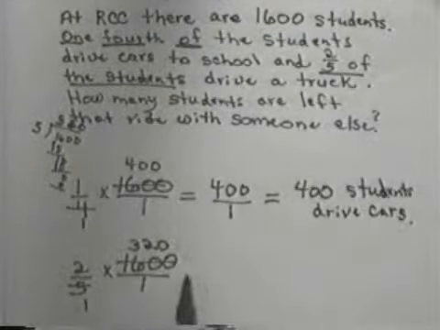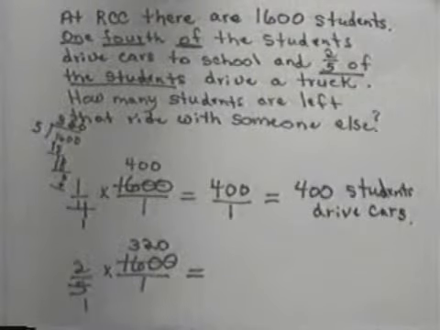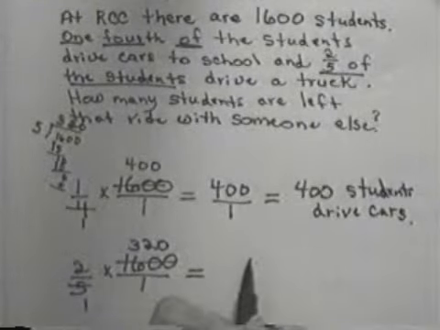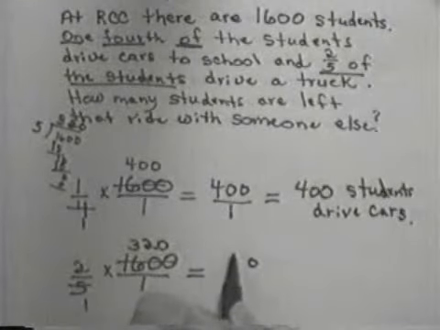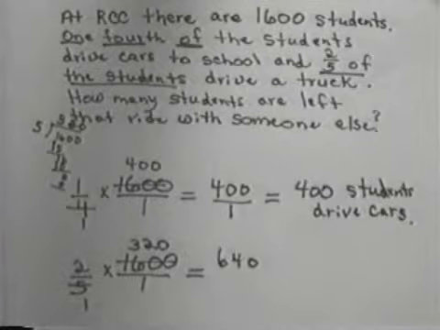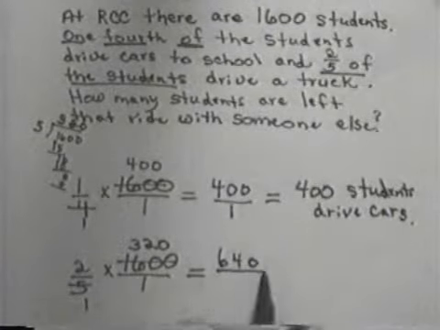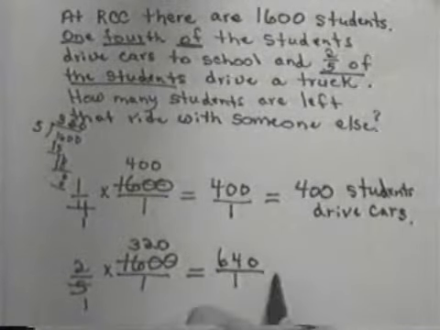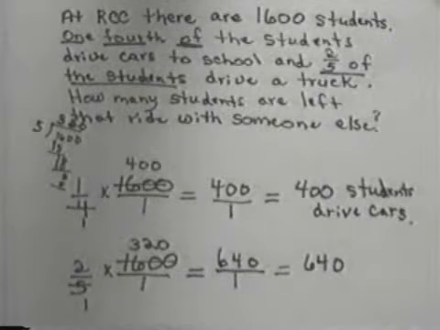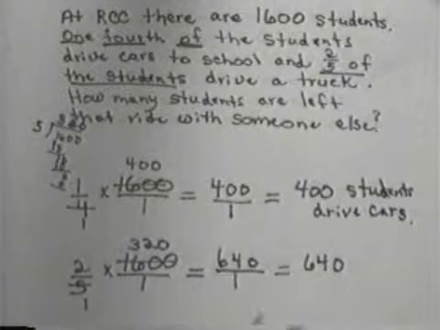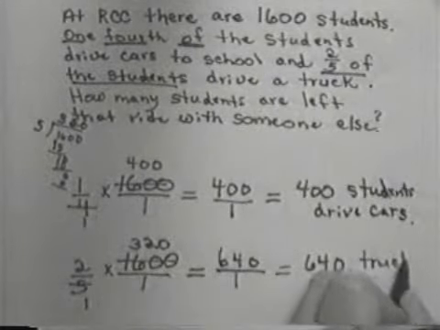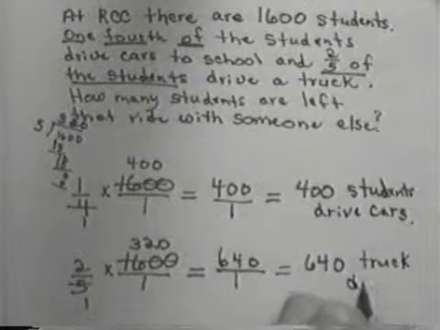And now we've got to multiply 2 times 320. I think we can just do that. 2 times 0 is 0. 2 times 2 is 4. And 2 times 3 is 6. So we end up with 640 over 1. So that gives us 640. So 640 people drive trucks. So these are the truck drivers.